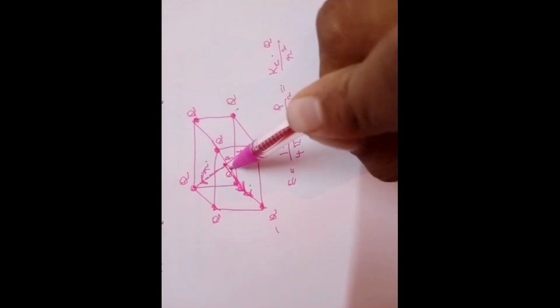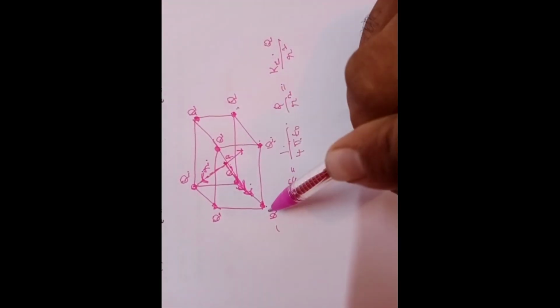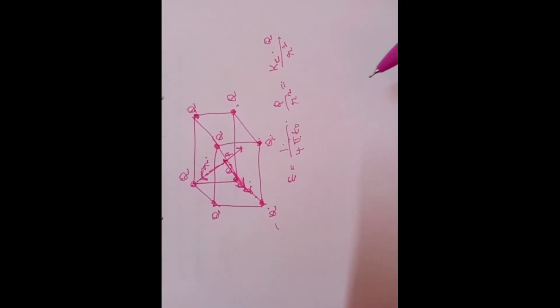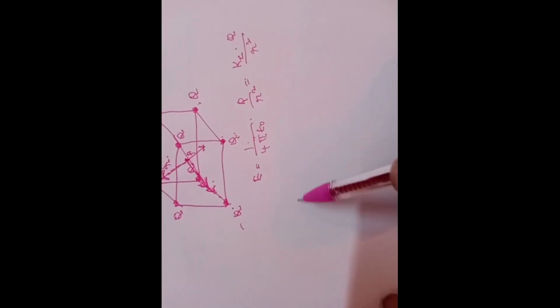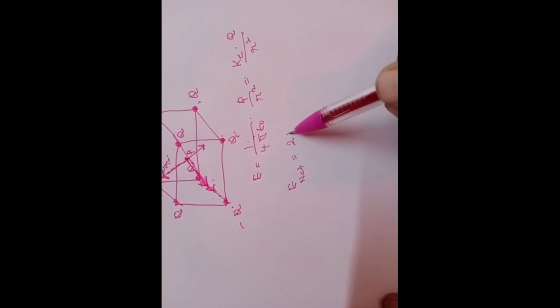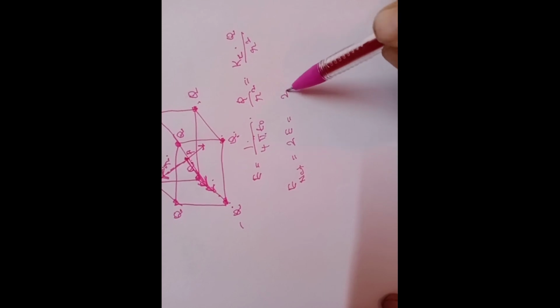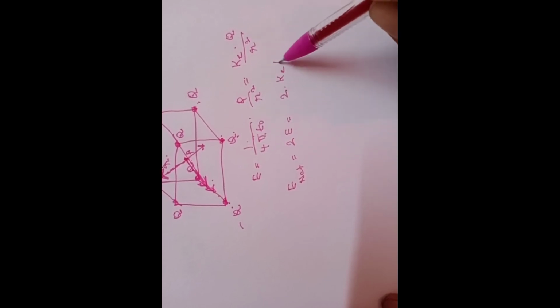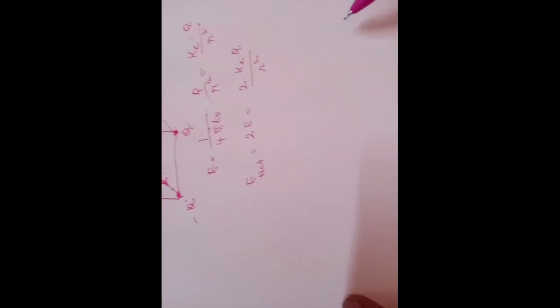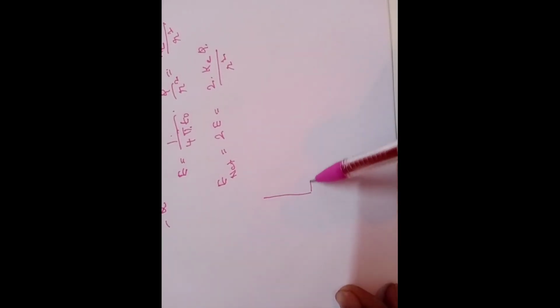This charge created the field E. This charge also created the field E. But they are in the same direction. So E net is equal to 2E. So this will be 2Ke into q by r square. Simple question only. This is the cube.